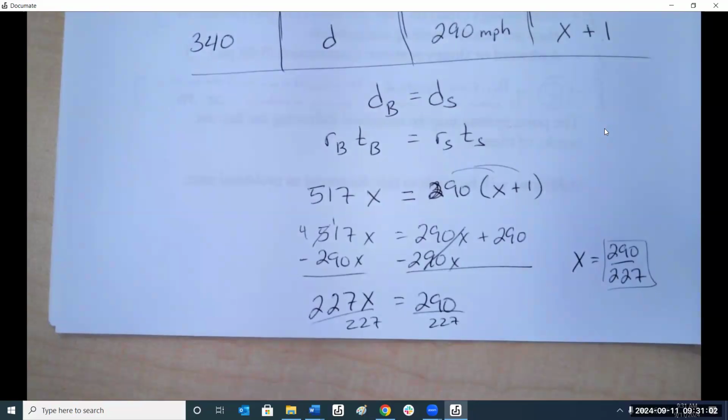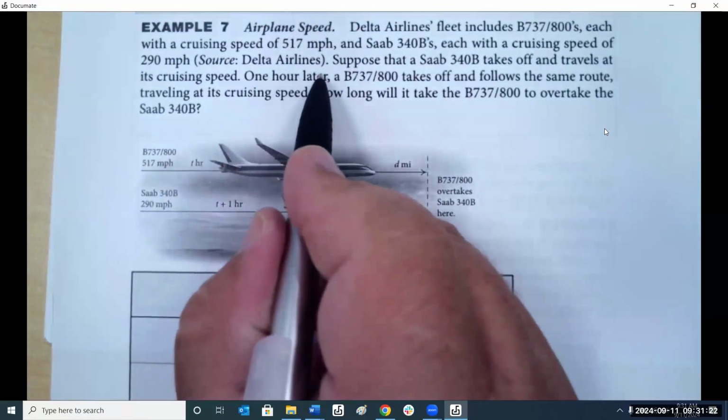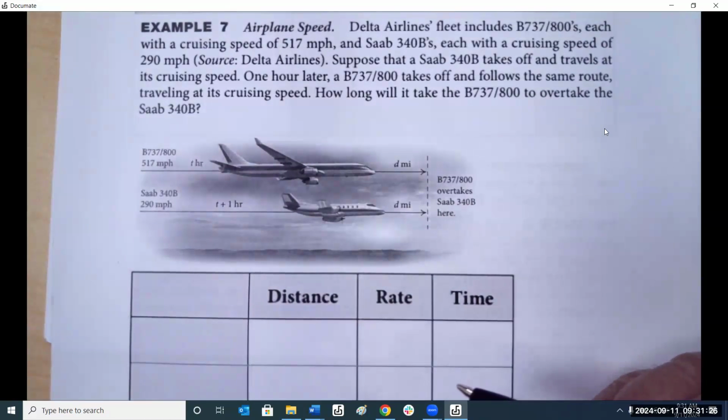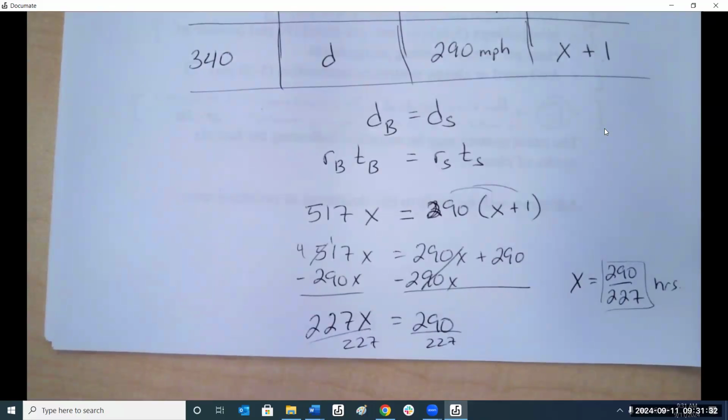What do you mean, what units are? Well, we know the rate of the airplane's miles per hour. So what units are time? Is it seconds, minutes, hours, weeks, days, months, years? Why does it have to be hours? Well, because the question said 1 hour later, and the speeds are miles per hour. So all the units have to be the same. So this is how many hours it's going to take.